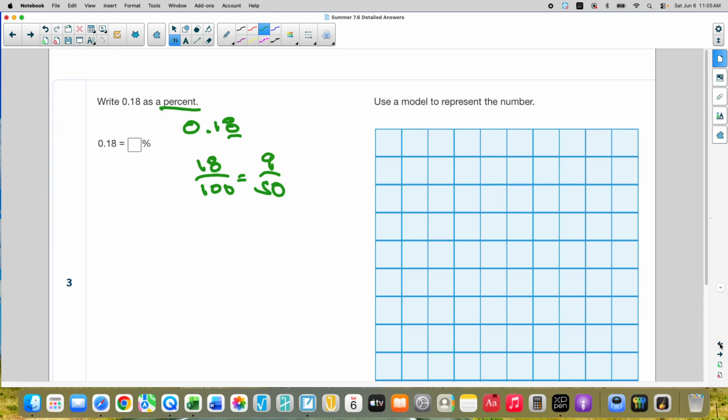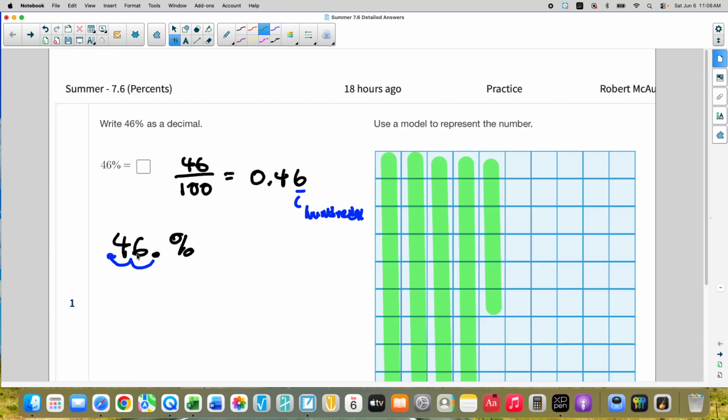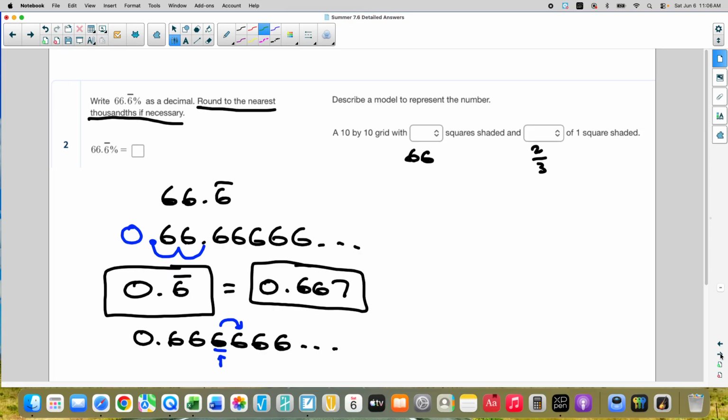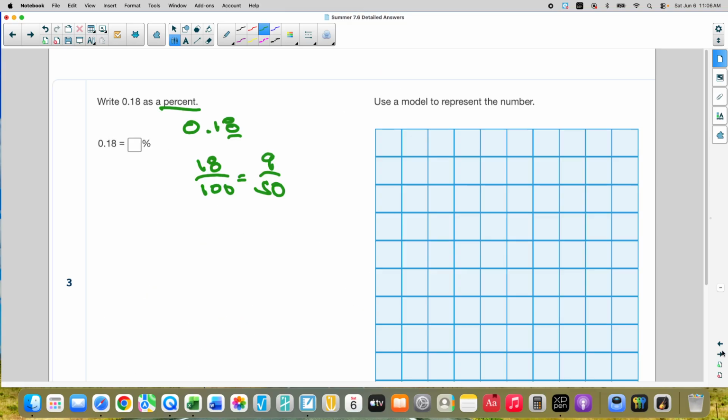So we noticed that when we converted a percent to a decimal, we moved it 2 places to the left. And when you convert from a decimal to a percent, we're going to move it 2 places to the right. So the opposite. We're going to move that decimal point 2 places to the right, which creates 18%.